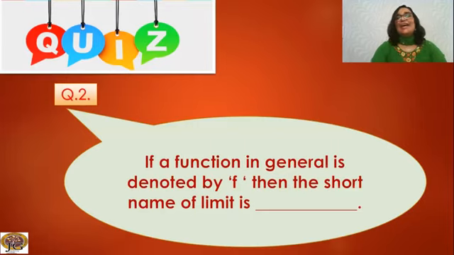All right. If a function, this is very easy, come on. If a function in general is denoted by f, then the short name, I'm asking you the short name of a limit is dash. 5 seconds, write down your answer. Time up. Absolutely correct. Some of you must have said LIM. Yes. If function in general is denoted by f, then the short name of limit is LIM. Super, very nice. And what was L? L was the fixed numerical number, correct?